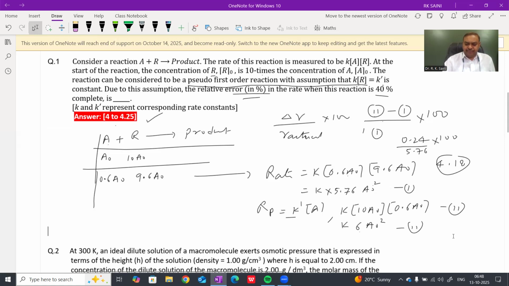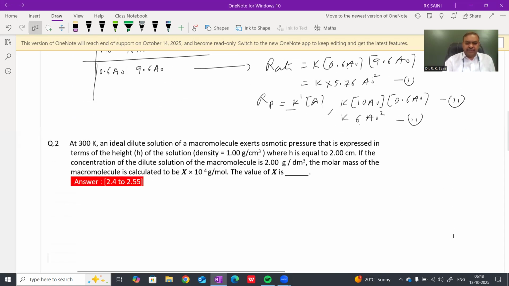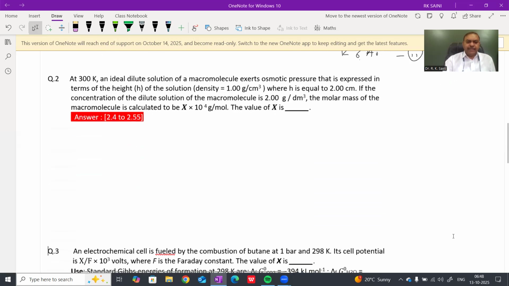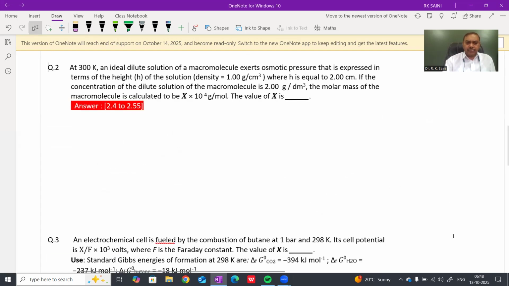Question number second. Question second is also important, taken from solutions. A very important question. In an ideal solution of a macromolecule, the osmotic pressure exerted, in terms of height and density of the solution, is equal to 2 centimeter. If the concentration of the dilute solution is 2 gram per decimeter cube, find the molar mass of this.